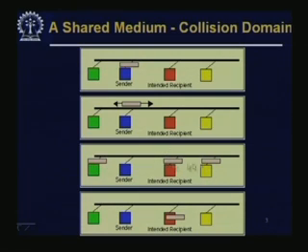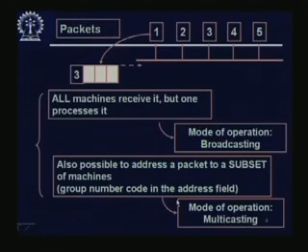All of them copy the frame into their NIC, and then they compare the destination address with their own address. If it is not for them, they will simply ignore it. If it is meant for this node, he will absorb it and then send it to the higher layer. So all machines receive the packets, but only one would process it. That mode of operation is broadcasting.